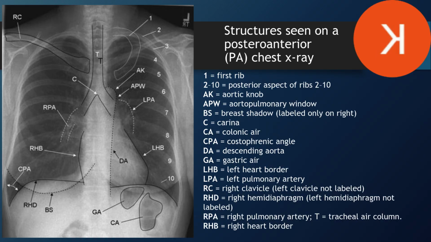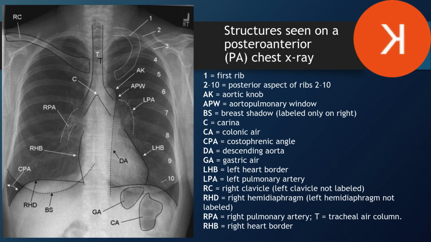We can see it on the left side. Then we have the right clavicle. It is outlined on the top. The left clavicle is not labeled because we have that first rib showing over there. Then we have our right hemidiaphragm. The left hemidiaphragm is not labeled. So the right hemidiaphragm shows the line. The left hemidiaphragm has the gastric air and the colonic air right below it.